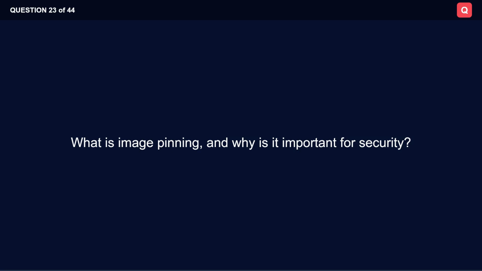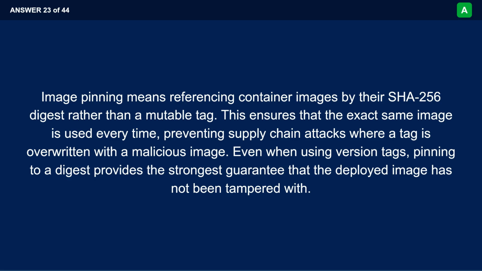What is image pinning, and why is it important for security? Image pinning means referencing container images by their SHA-256 digest rather than a mutable tag. This ensures that the exact same image is used every time, preventing supply chain attacks where a tag is overwritten with a malicious image. Even when using version tags, pinning to a digest provides the strongest guarantee that the deployed image has not been tampered with.